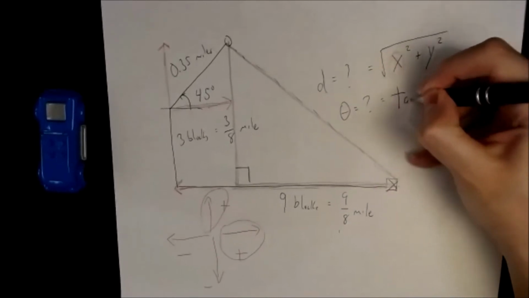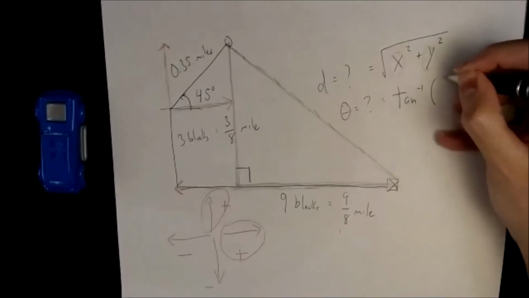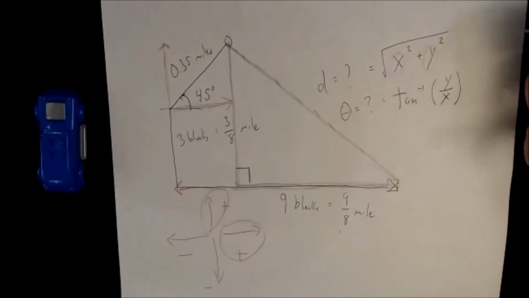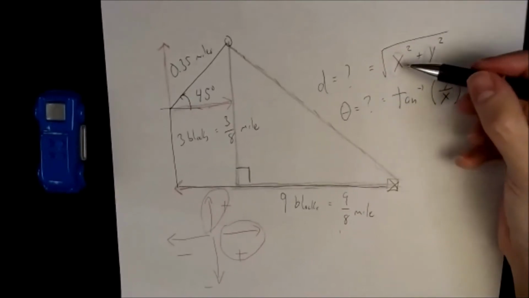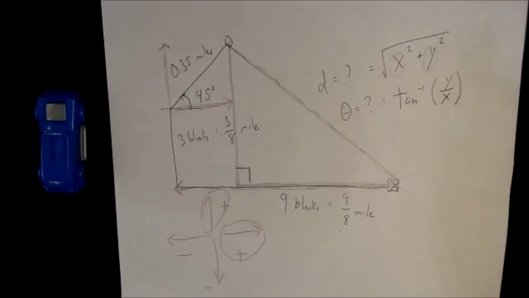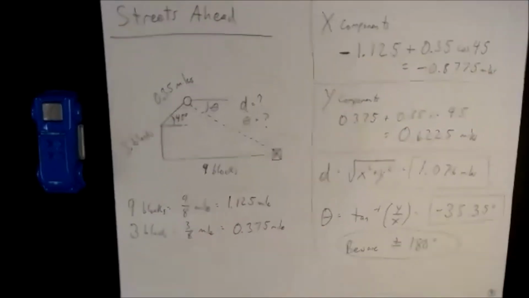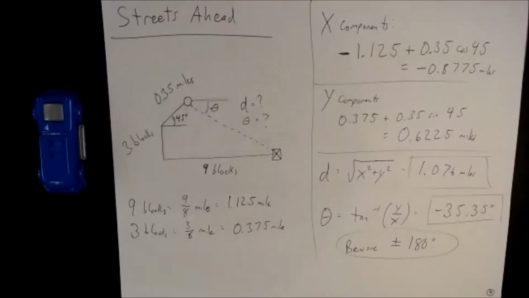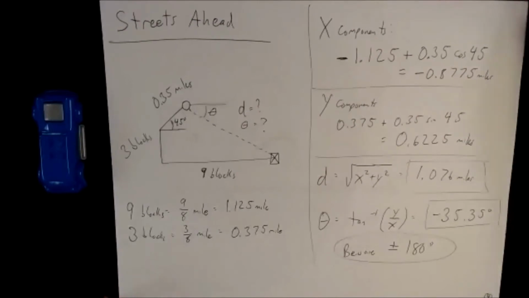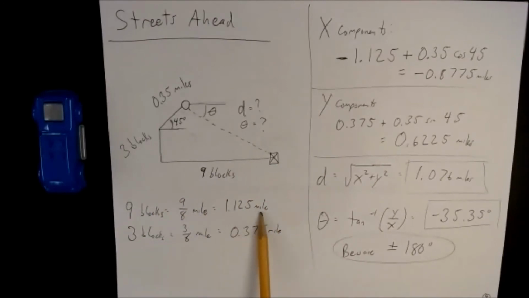Theta is going to be inverse tangent of y over x. So what we need to do is find what are these x and y things that we need to deal with. And that I have on this paper, which is already online. I already have a video about it. Let's look through this. The 9 blocks that we're going west is 9/8 of a mile, or 1.125 miles.